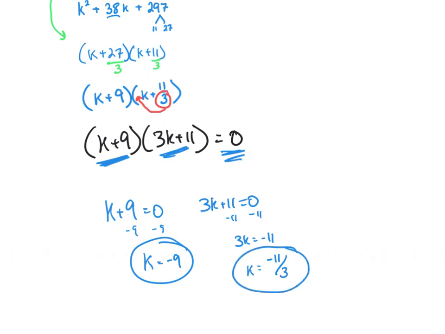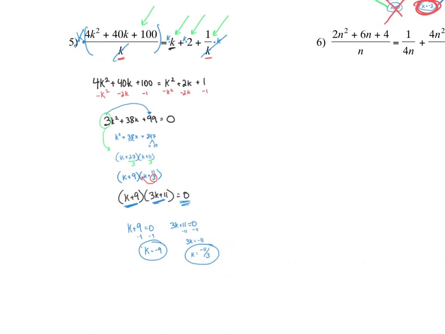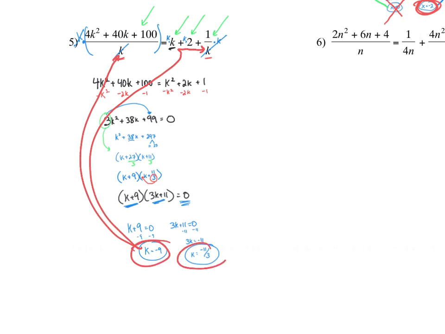All right, are either of those going to give me problems in the original equation? So negative 9, there, nope. Negative 9, oh, that's not going to create a problem. There, nope. And then the other one, nope. So both of these are legit answers here.